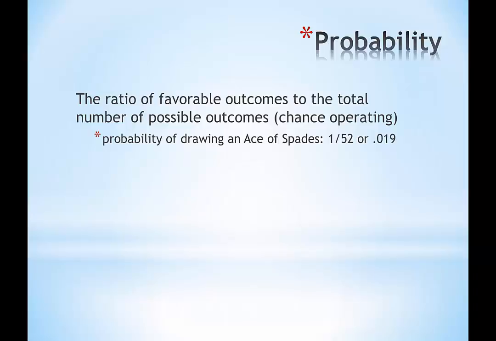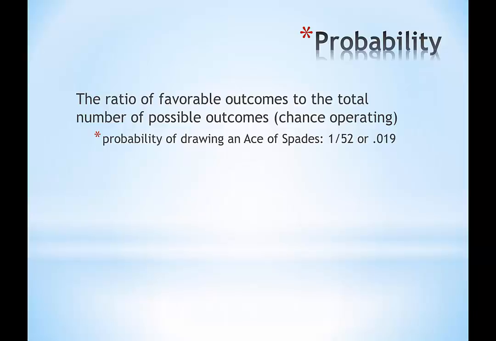I've got a bunch of examples here for you. If you have a fair deck of cards, every card is there. There's no damage, no trickery. If you have 52 cards and you've shuffled them, the probability of drawing the ace of spades on one draw is 1 divided by 52, which is the same thing as 0.019.